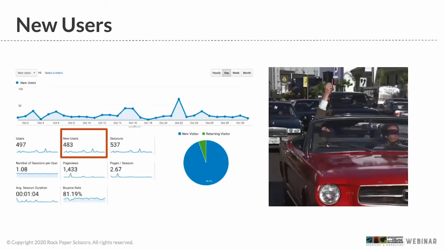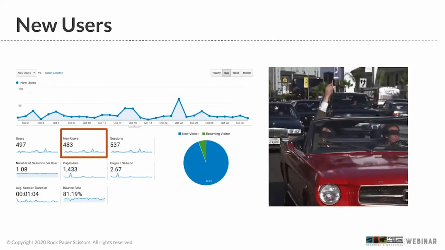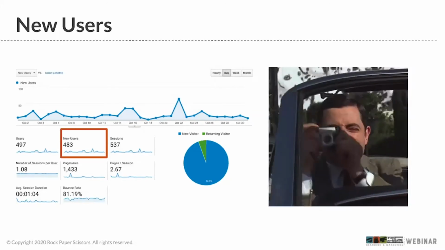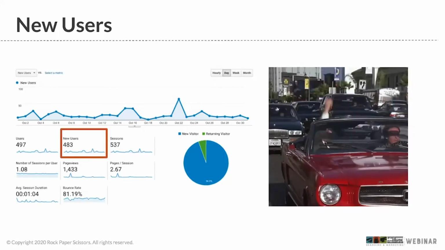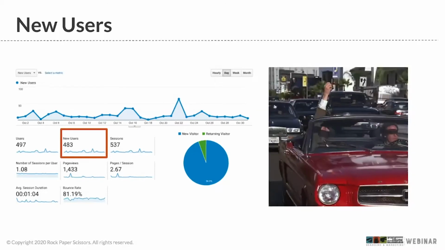And new users are kind of like tourists visiting a new place, but some of them love where they visited and they come back, which leads to our cumulative. So we really just want to be looking at the number of unique people that have been to your website.